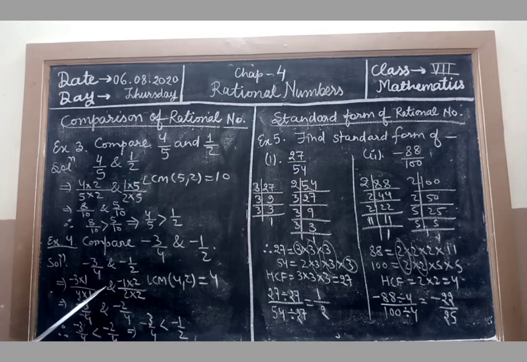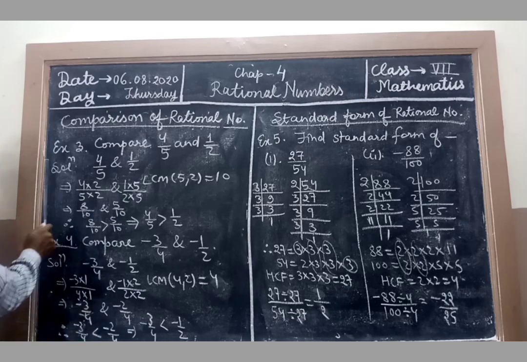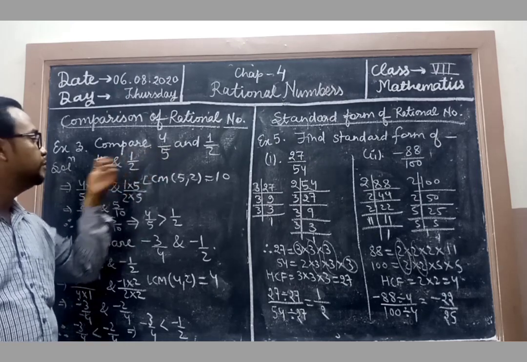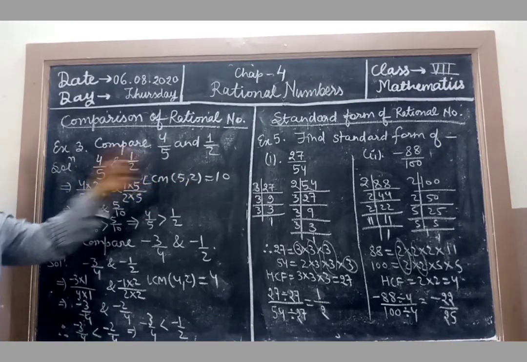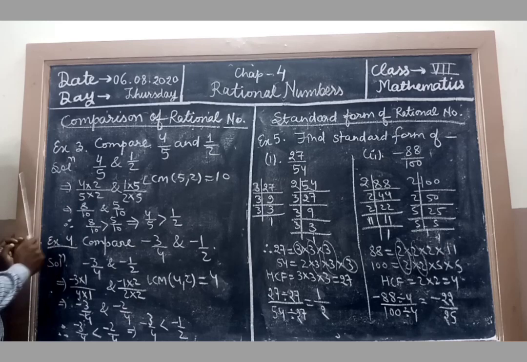Example 3. Comparison of rational numbers. Compare 4 by 5 and 1 by 2. Solution: 4 by 5 and 1 by 2. First of all, we make the denominators the same. So the LCM of 5 and 2 is 10. So 5 is multiplied by 2, so numerator and denominator both are multiplied by 2. 2 is multiplied by 5 for getting 10, so both numerator and denominator are multiplied by 5.